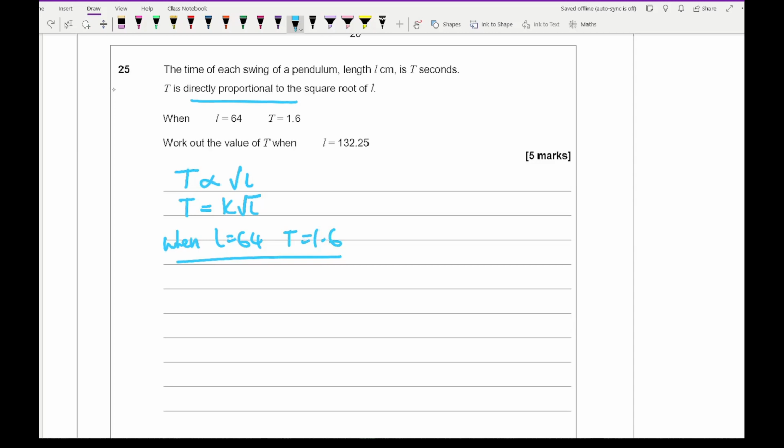So what do we get? Well, we get 1.6 equals 8k.